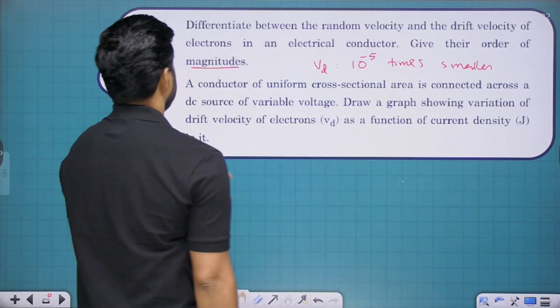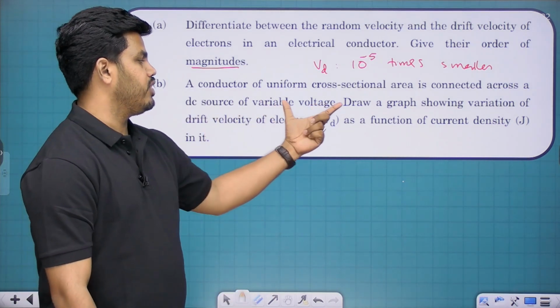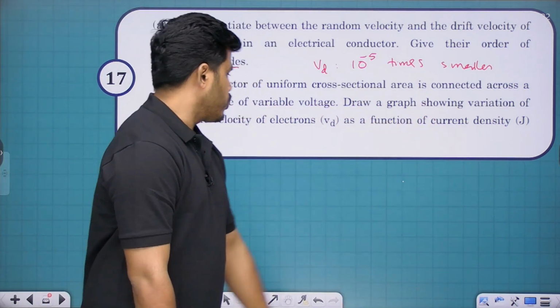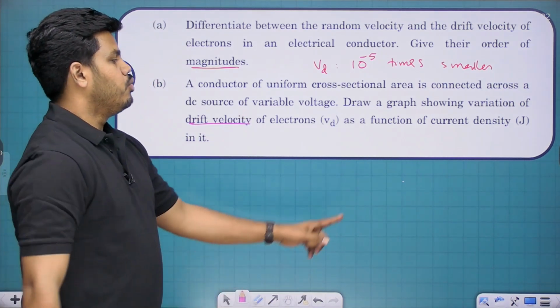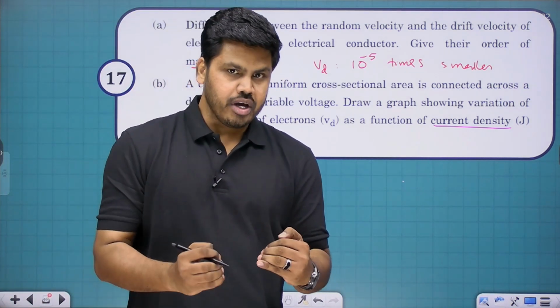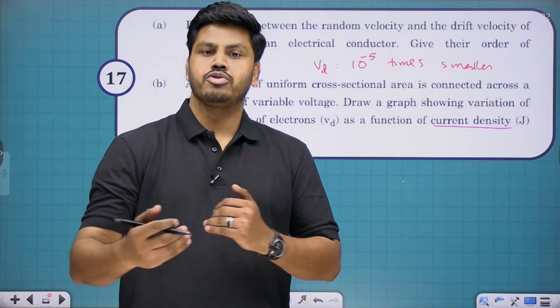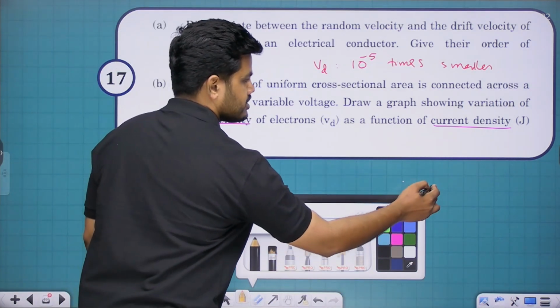Now, B part: a conductor of uniform cross-sectional area is connected across a DC source of variable voltage. Draw a graph showing the variation of drift velocity versus current density. We know whenever we have to draw a graph, we should first get a relation between these two quantities. So what about the drift velocity and current density relation?